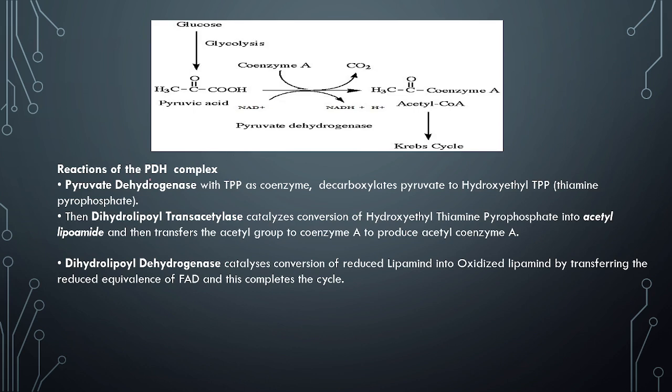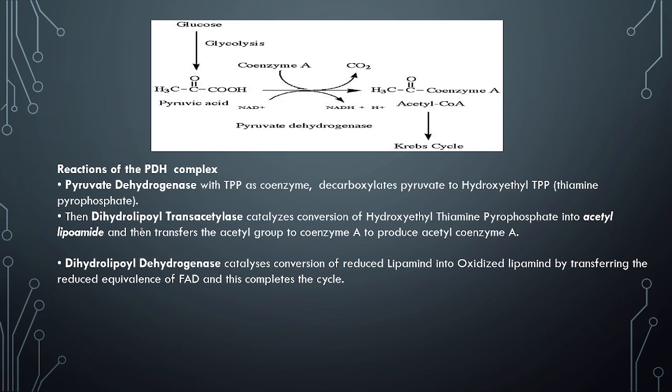Reactions of the PDH complex, pyruvate dehydrogenase complex reactions. Pyruvate dehydrogenase with TPP, thiamine pyrophosphate as coenzyme, decarboxylates pyruvate to hydroxyethyl thiamine pyrophosphate. What does pyruvate dehydrogenase do? With the help of TPP, it decarboxylates pyruvate. This pyruvic acid is decarboxylated by pyruvate dehydrogenase and forms hydroxyethyl thiamine pyrophosphate.